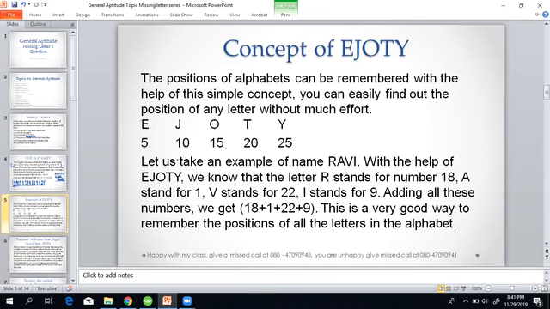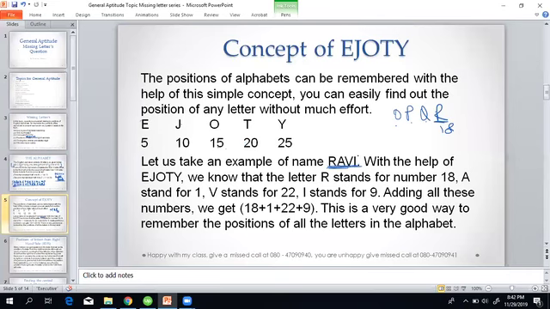Now, let us take an example of the name Ravi. If we have to find the positions of the letters of Ravi, we don't have to write all the alphabets here. There is no need to write. We can just see that R is close to O, like LMNOP. So O and P, QR. O is at the 15th, so it is 16, 17, and 18th position. So R is at the 18th position, then A is at the first position.